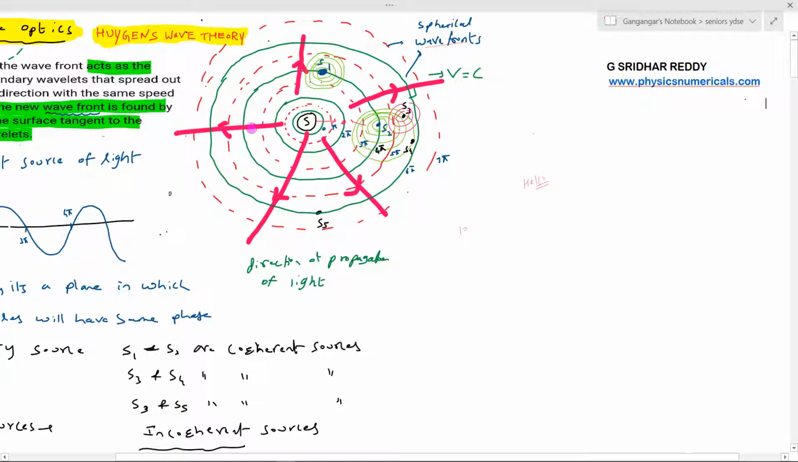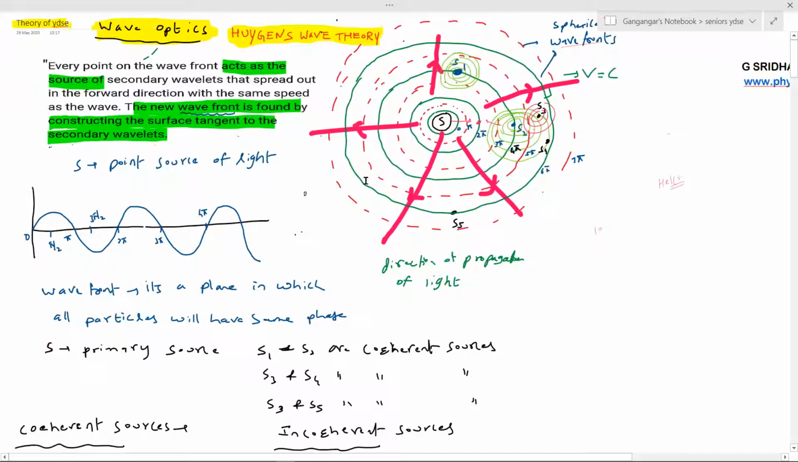So let me summarize what Huygens wave theory says. Every point on a wavefront acts as a source of secondary wavelets that spread out in the forward direction with the same speed as the wave. The new wavefront is found by constructing a surface tangent to the secondary wavelets. Means now I found a new wavefront. So I should draw a tangent to the secondary wavelets here, and that will become a new wavefront.